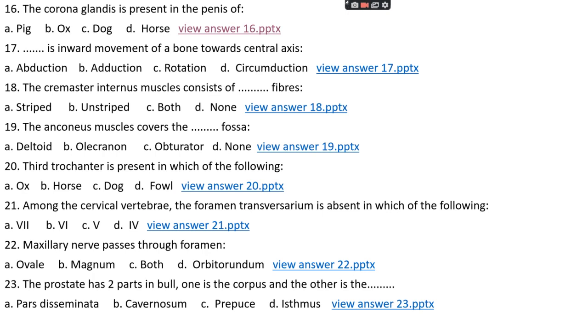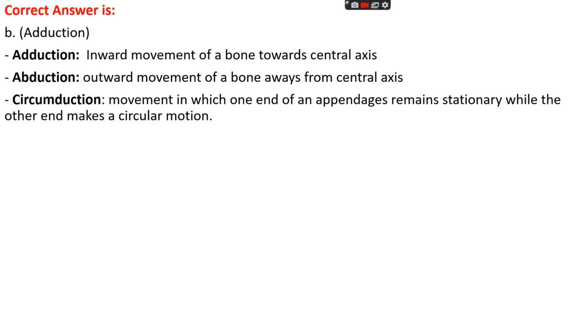Okay. Question number 17. Dash is inward movement of a bone towards the central axis. Option A, abduction. Option B, adduction. Option C, rotation. Option D, circumduction. The right answer is option B, that is adduction. Adduction is the inward movement of a bone towards the central axis, while abduction is the outward movement of a bone away from the central axis, while circumduction is the movement in which one end of the appendage remains stationary while the other end makes a circular motion.